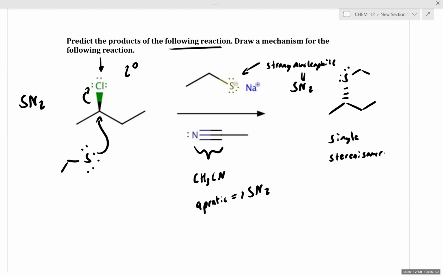Does everyone understand this process? We look at our substrate, our solvent, our nucleophile. Because we have a strong nucleophile and an aprotic solvent, it's reacting via an SN2 mechanism. With secondary substrates, we can't say much from the substrate perspective. The SN2 mechanism occurs in a concerted manner with inversion of stereochemistry, so we draw the mechanism in a concerted manner, and our product is generated with inversion of stereochemistry. Does that make sense?